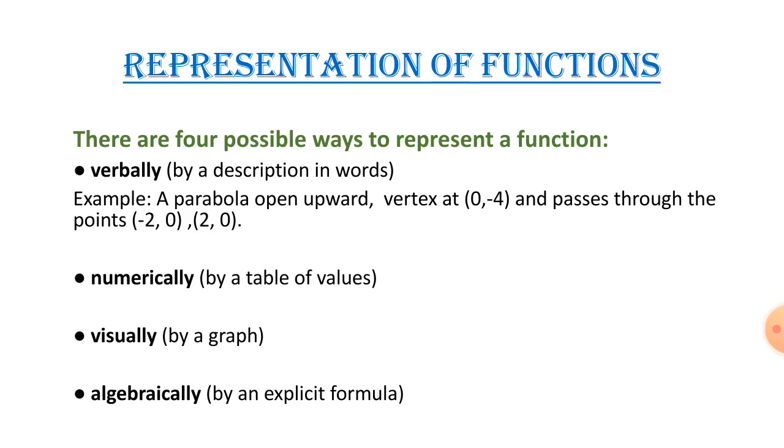Another representation is numerical representation, which is given by the table of values. The third is visual representation, which is given by the graph, and finally algebraic representation, which is given by an explicit formula. Here I have given an example for the first one only, and the last three we have already discussed. That's why I didn't give any example here.